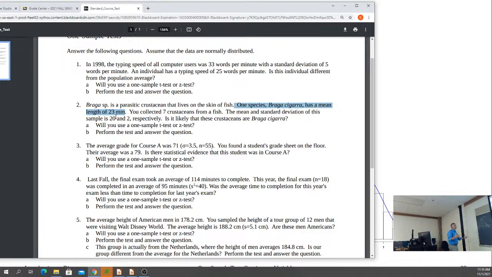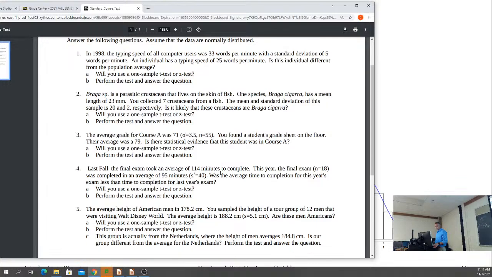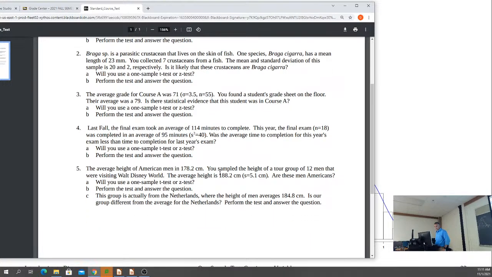Anyways, all individuals of that species represent our population, and then we have a sample of 7, which we're determining whether they are actually part of that population. From that sample, we have our mean and our standard deviation. We don't have a population standard deviation. So that's a t-test.